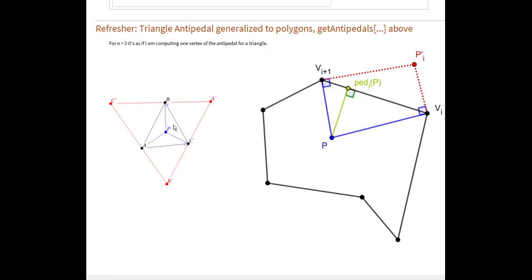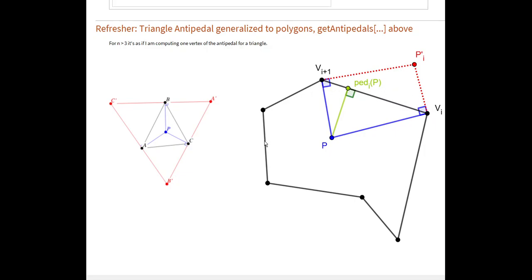Now, I've extended or generalized that to a polygon. Well, let's look at the picture on the right here. Take a polygon, n-gon of some kind, and let's take two adjacent vertices, vi and vi plus 1. So all I'm going to do is take from a given point P, compute these two perpendicular lines, shown as dotted red lines or segments, and where they intersect, I'm going to call that the antipedal point or vertex of point P with respect to this side here, vi plus 1.